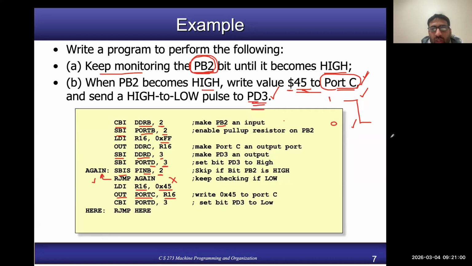The other thing we need to do is to generate this low signal, or we need to send 0. For that, we can use the CBI instruction, clear the IO bit. So we are simply saying clear the bit number 3 of the port D register. And once we are done with that, we can stay here in an infinite loop.